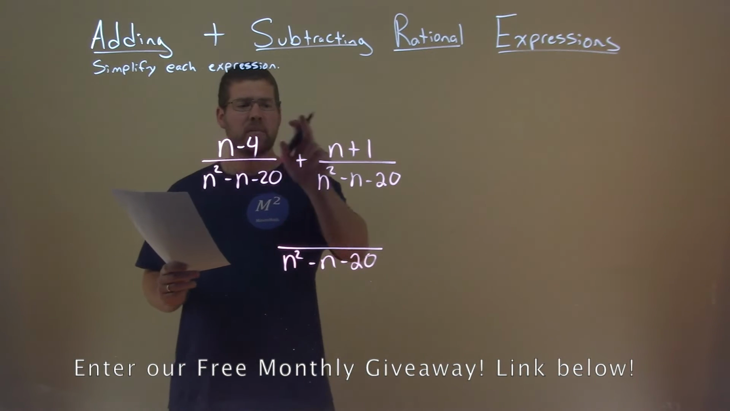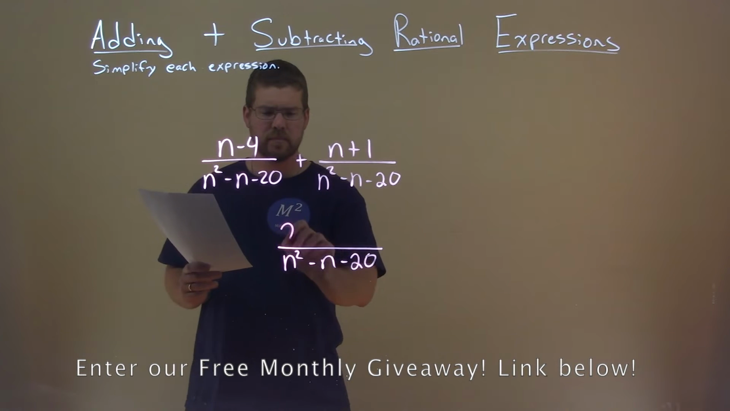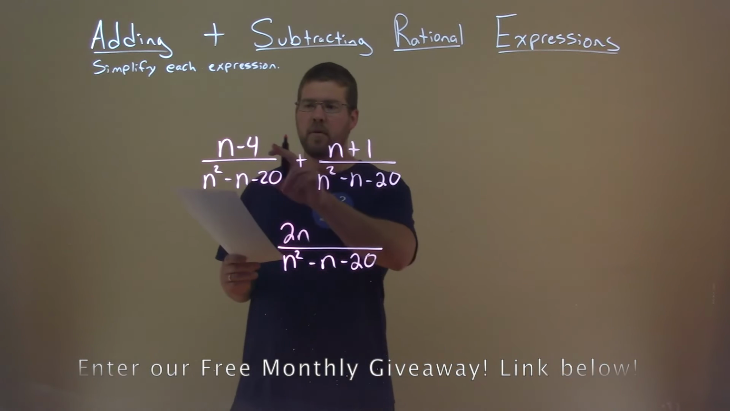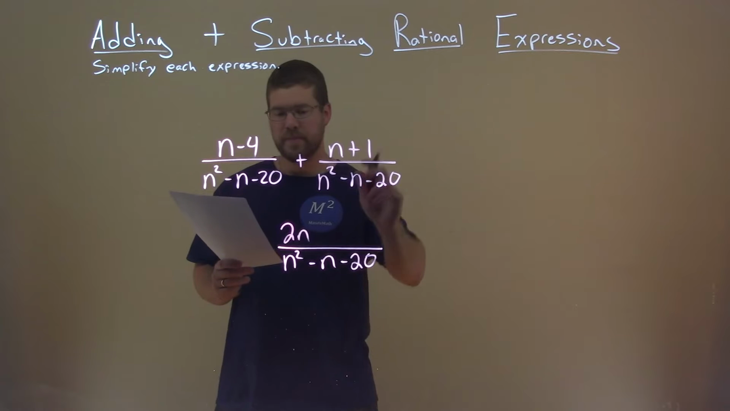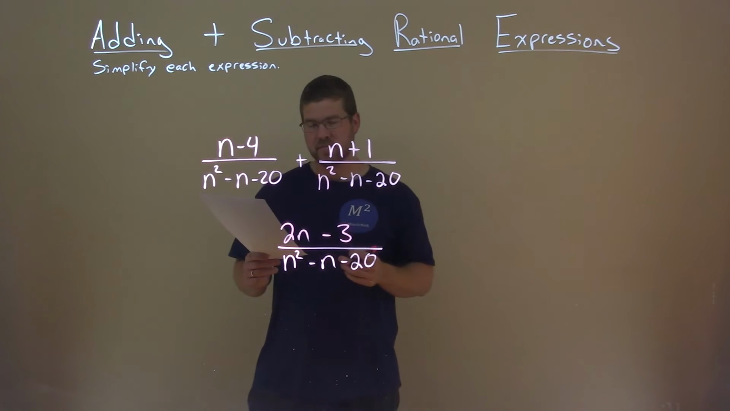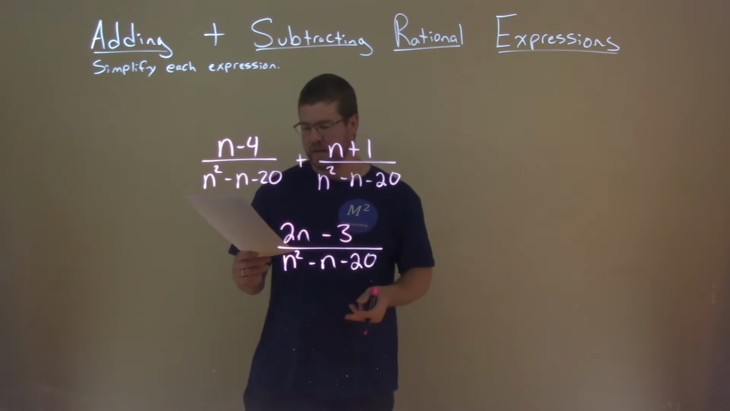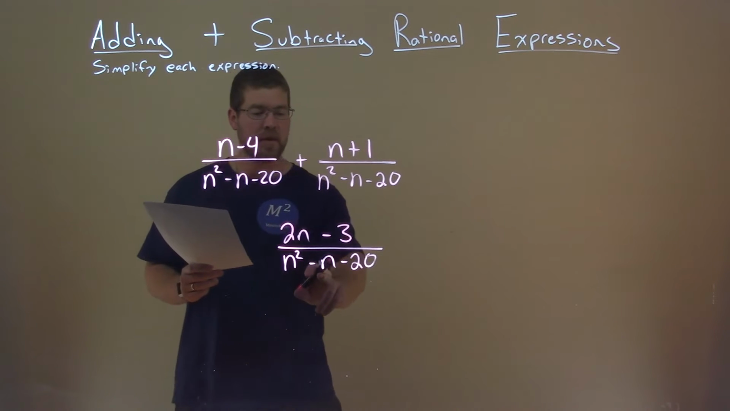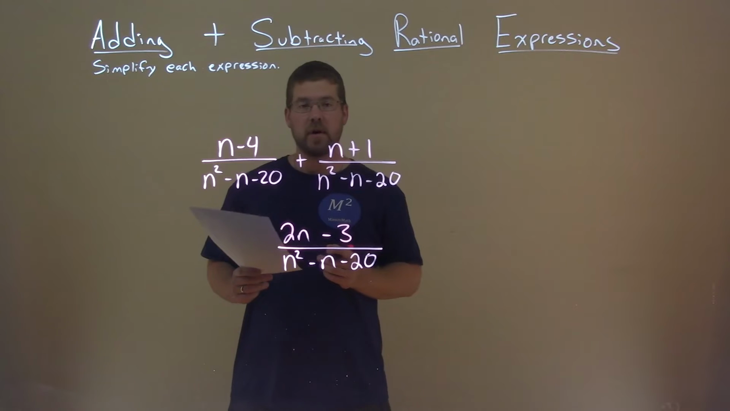So now we can just add the numerators. Well, n plus n is 2n. Negative 4 plus 1 is a negative 3. And that's actually it. We're done. 2n minus 3 divided by n squared minus n minus 20 is our final answer.